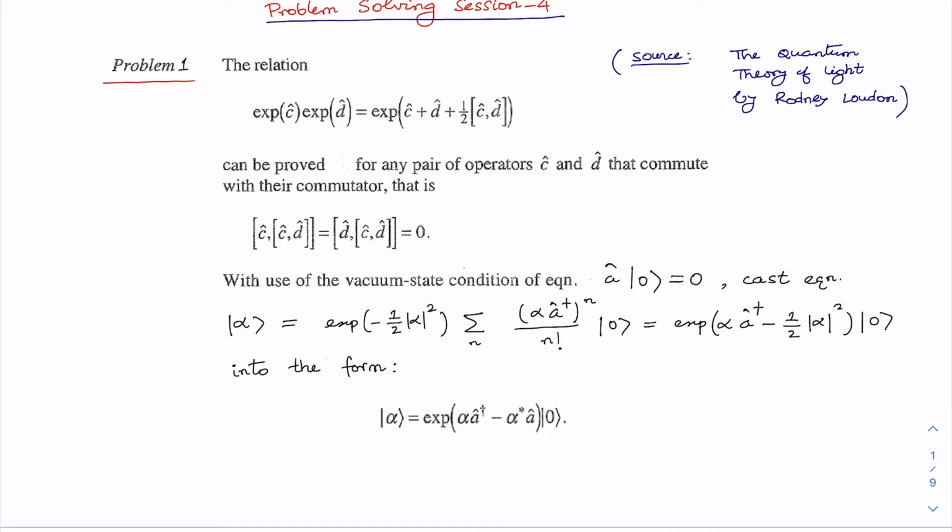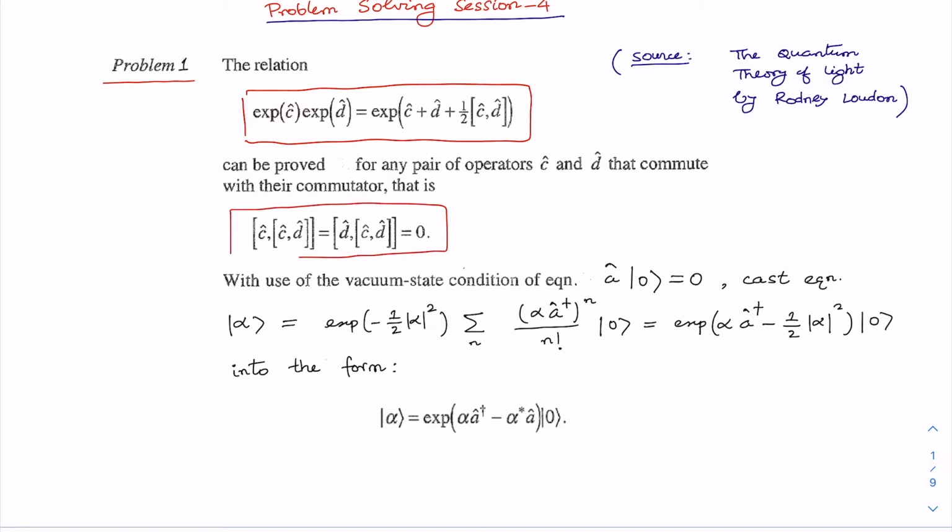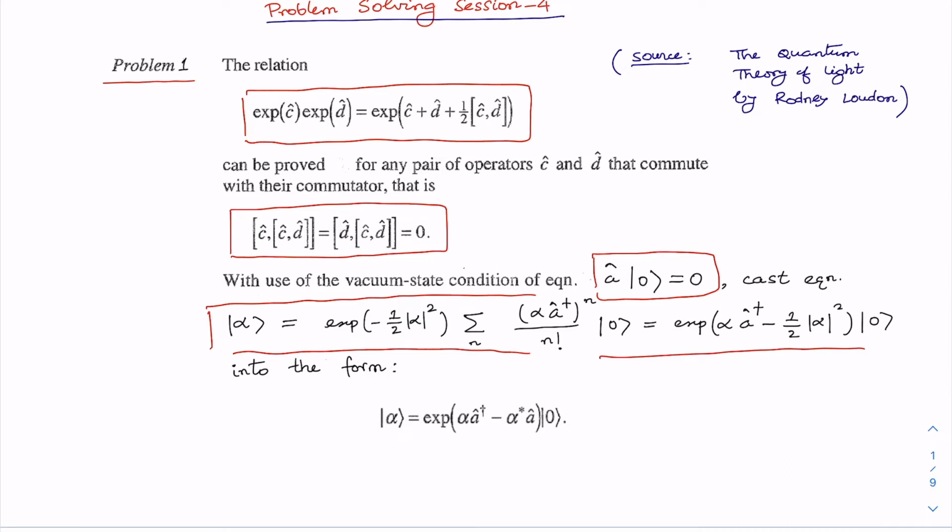An operator relation is given, and this relation is valid provided the operators C and D satisfy this commutation relation, and using it also with the vacuum state condition. That means when an annihilation operator operates on the vacuum, you know that you get zero. Then you have to cast this well-known equation for the coherent state. This relation we already know. We have to put it in the form like this. Okay, let us do it.